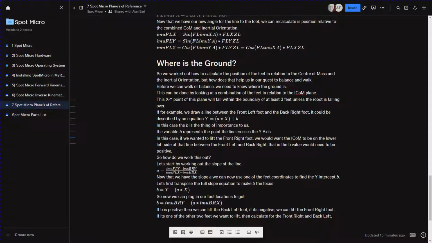If we need to calculate out, can we lift one of those other 2 feet, we draw the line between the other 2 feet. So we'll draw the line between the front right and the back left. And again, if the value is positive, then we can lift the front left, and if it's negative, we can lift the back right.